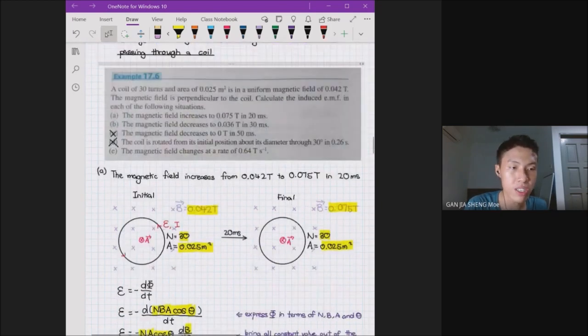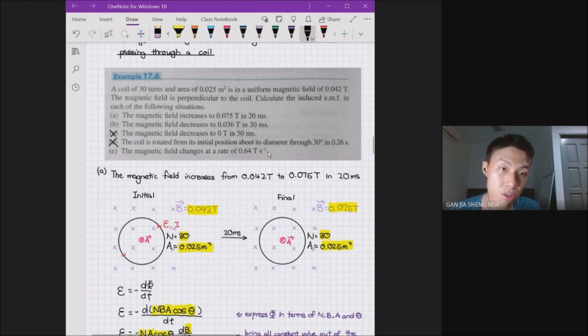We are going to skip question C because it's the same thing, just changing another value, changing another time. We are going to skip D because D is on angle, changing the angle. That one we'll discuss later. So let's move on to question E, which is the magnetic field changes at the rate of 0.64 Tesla per second.